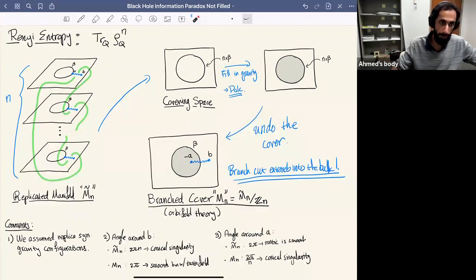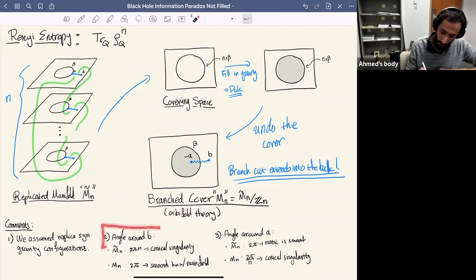In fact, this breaking of the replica symmetry is important for certain things, which maybe I'll discuss at the very end of my talk. But in any case, we want to consider just the replica symmetric ones. It turns out that these are the most relevant for our purposes. The second and third points are about the nature of what this manifold looks like, especially around the points B and A.